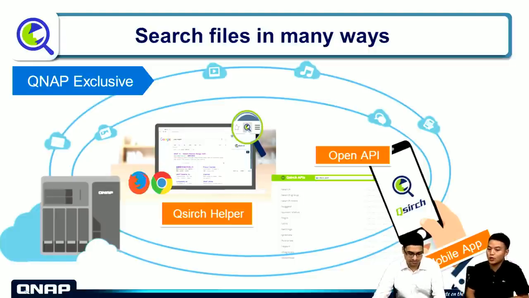And QSearch actually has its own open API. Which means if you are a developer, you can certainly exploit it and make your own app based on the API provided by QNAP and QSearch. There are two very excellent examples of using this API: our QSearch mobile app, iOS and Android, because they're built based on this API. So I believe most people already know that.